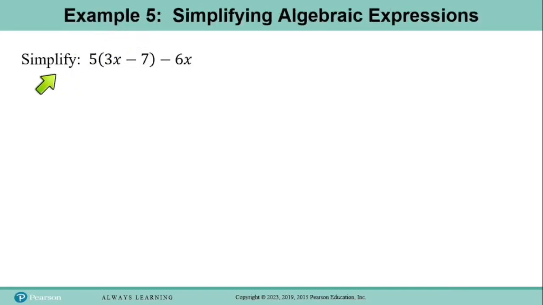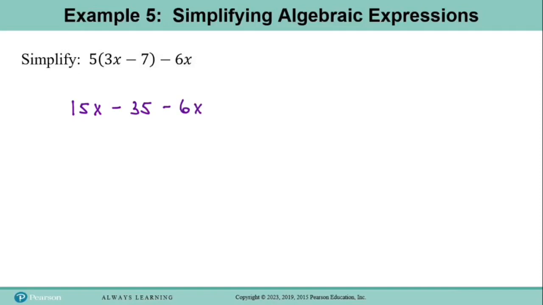So here's an example. This is example 5. It says simplify 5 times the quantity 3x minus 7, close parentheses, minus 6x. So, of course, we have x terms in two different places, and we will want to combine those eventually, but we can't do that while we have these parentheses in place. So we need to remove the parentheses, and the only way to do that is to distribute the 5. So we'll have 5 times 3x, which is going to be 15x, and then we'll have a minus 5 times 7, which is 35. And then we've still got our minus 6x.